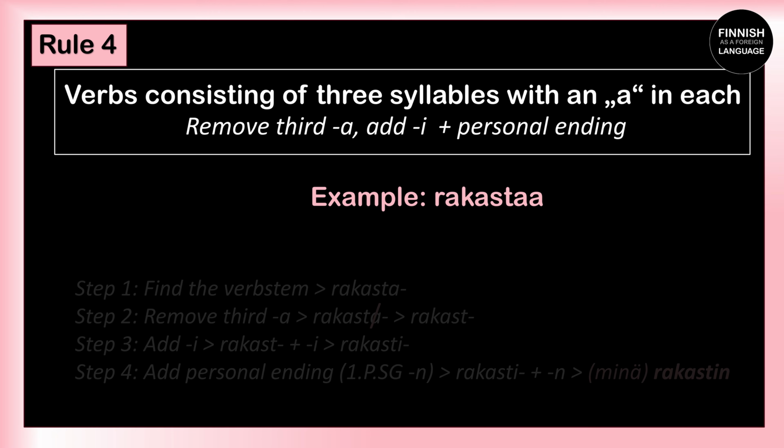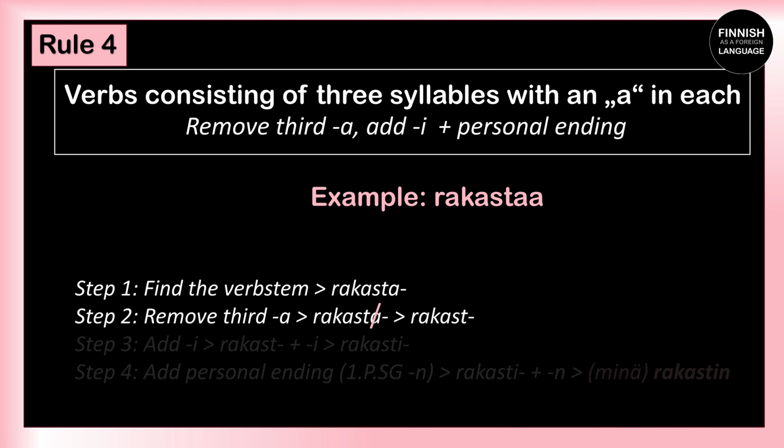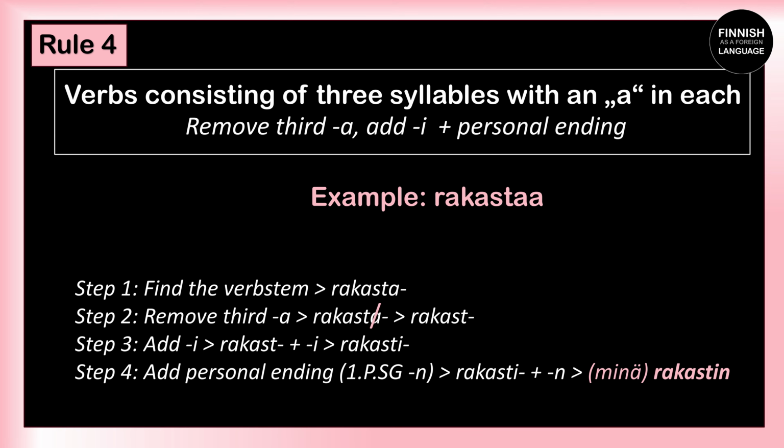Let's take as an example the verb rakastaa, which means to love. In the first step, we have to find the verb stem, which is rakasta. In the second step, we have to remove the third a, so that means we remain with rakast. Then in the third step, we add the past tense marker i to it. So that means we have rakast plus i is rakasti. And then in our last step, we add the personal ending. So let's say we want to form the first person singular, so that means we have to add n to it. So we have rakasti plus n is rakastin. Minä rakastin means I loved.